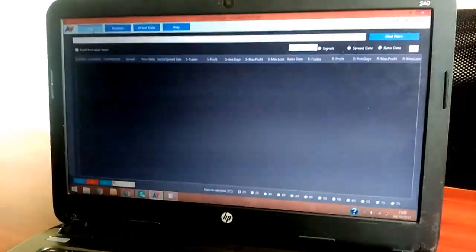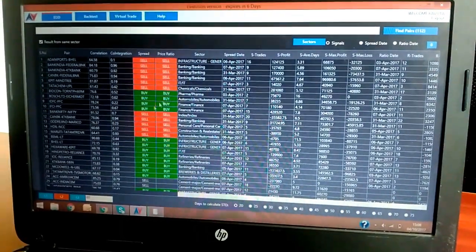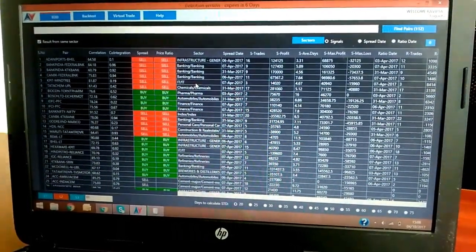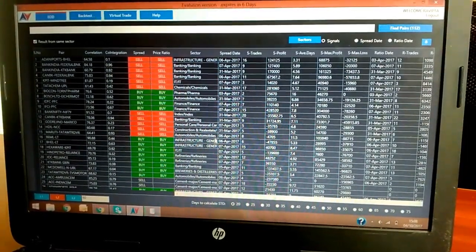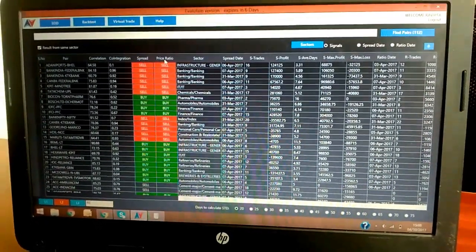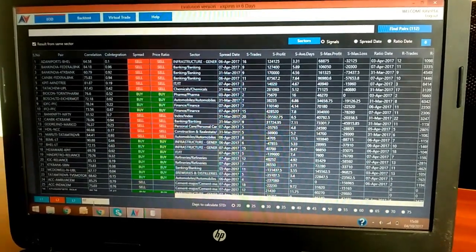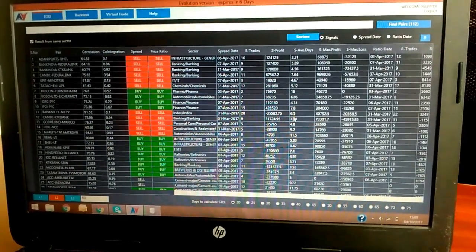EOD is end of the day, so we'll be getting this data from NSE. Our software application analyzes all those stocks which are there in NSE and it gives us pairs on the basis of price spread, price ratio, as well as correlation. You can see the settings here.